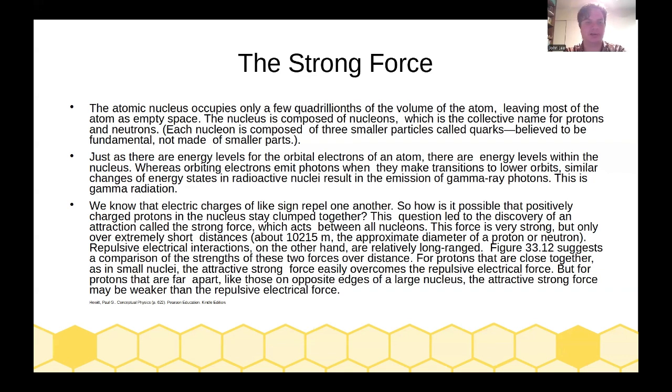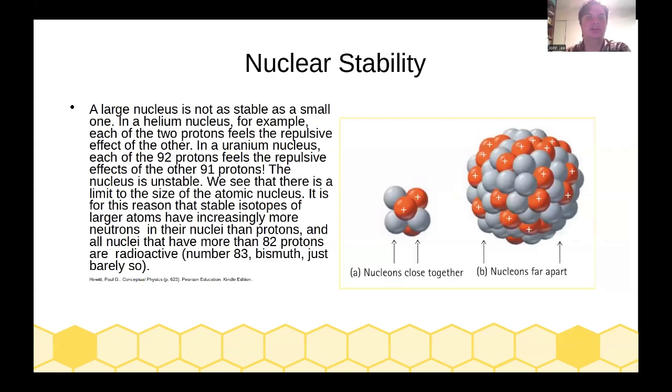Repulsive electrical interactions, on the other hand, are relatively long range. In a comparison of the strengths of these two forces over distance, for protons that are close together, as in small nuclei, the attractive strong force easily overcomes the repulsive electric force. But for protons that are far apart, like those on opposite ends of a large nucleus, the attractive forces may be weaker than the repulsive electrical force. A large nucleus is not as stable as a small one.